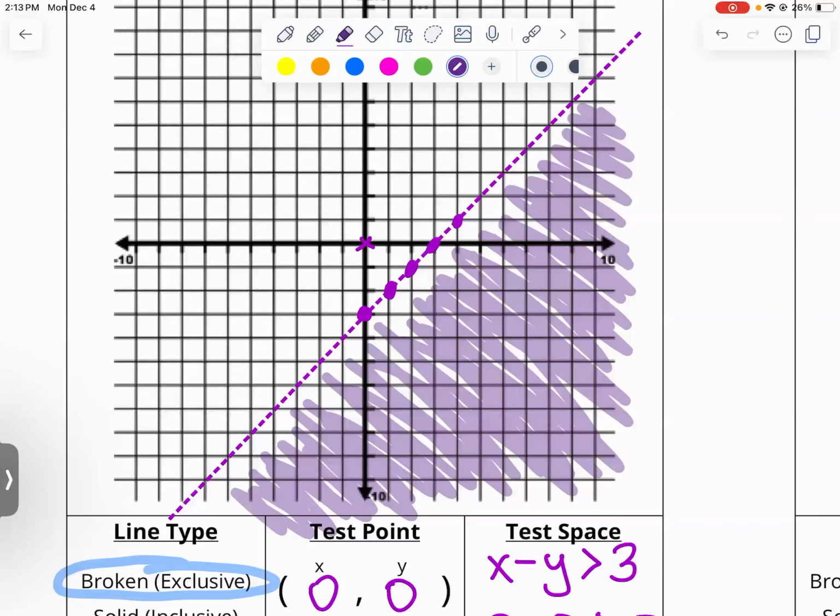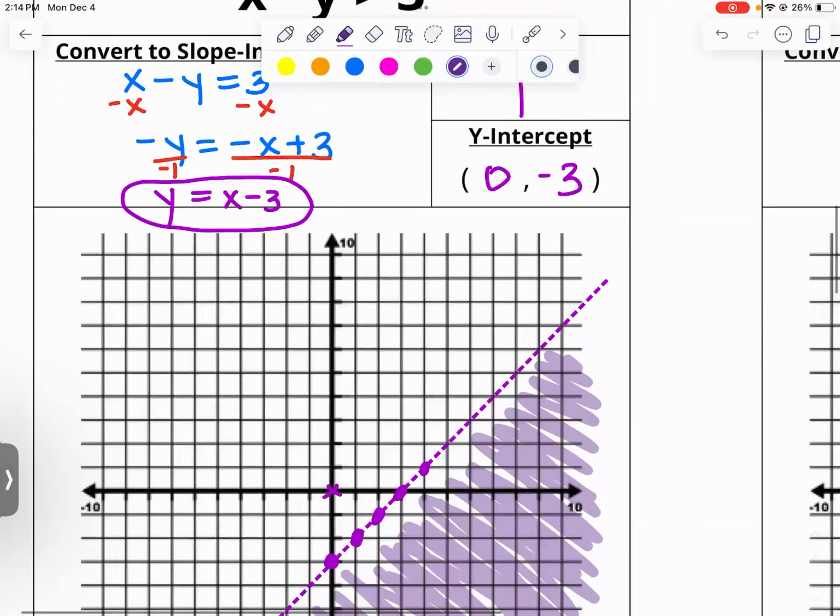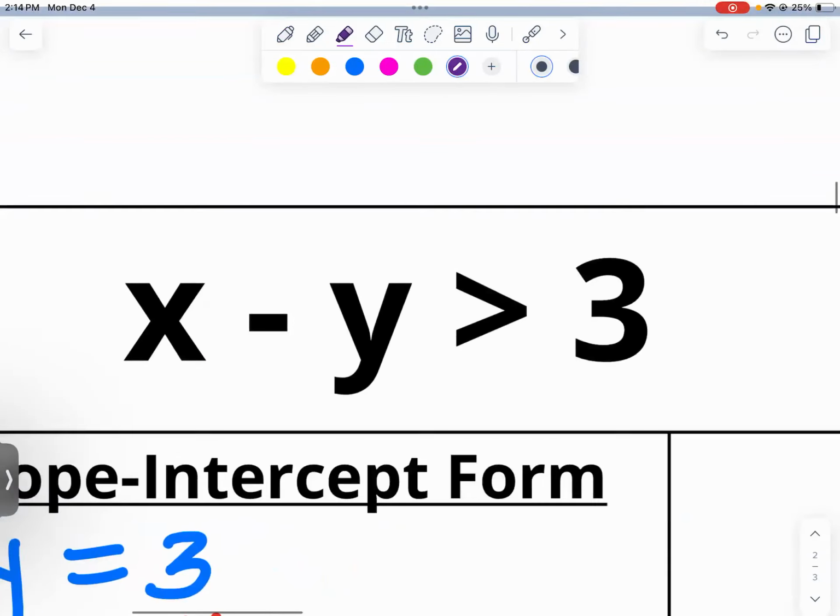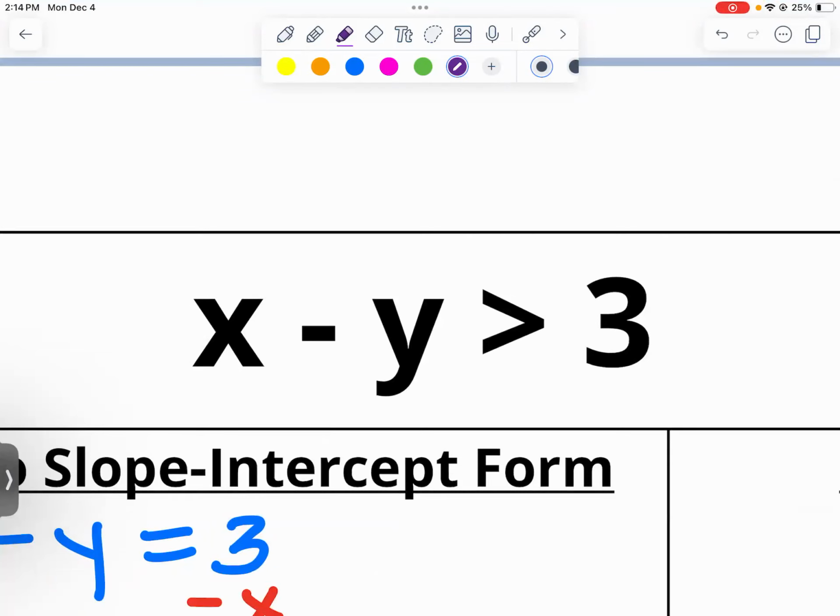Allison asked a question. How do we know that we have a broken line? Cassie said our inequality does not have the equal to line. So that's how we know that it's not solid but broken. Okay? Are you good with that, Ian?